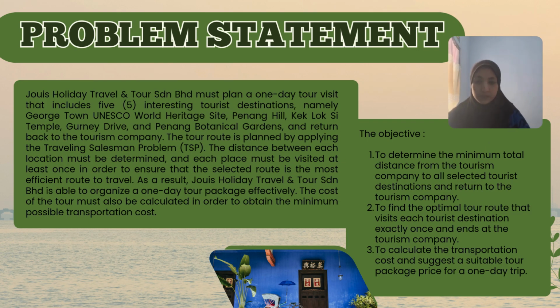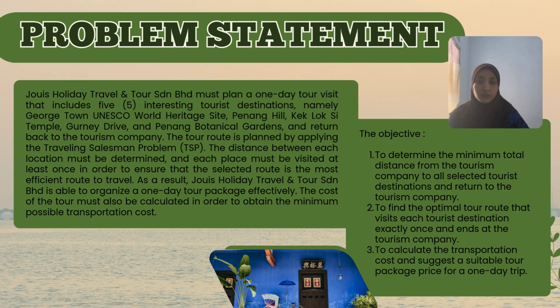Next is the problem segment. Joyce Holiday Travel and Tourism Berhad must plan a one-day tour visit that includes 5 interesting tourist destinations, namely Georgetown UNESCO World Heritage Sites, Penang Hill, KHAIRUL Temple, Journey Drive, and Penang Botanical Gardens, and return back to the tourism company. The tour route is planned by applying the Travelling Salesman Problem, TSP. The distance between each location must be determined, and each place must be visited at least once in order to ensure that the selected route is the most efficient route to travel. As a result, Joyce Holiday Travel and Tourism Berhad is able to organize a one-day tour package effectively.